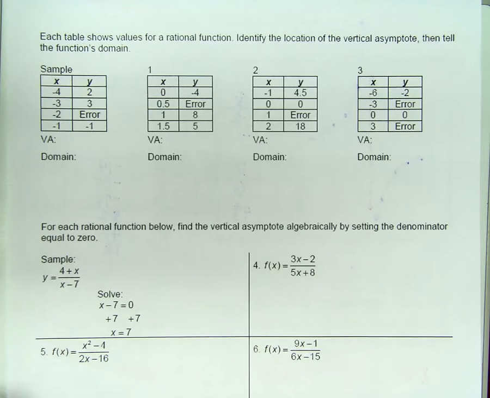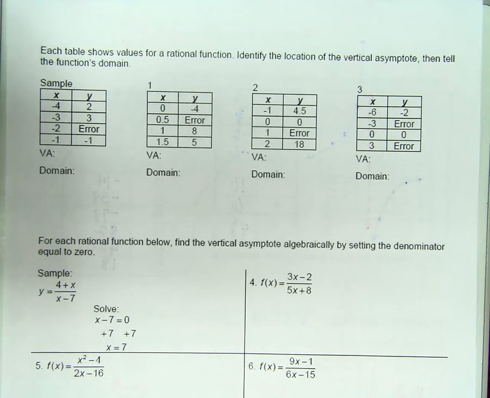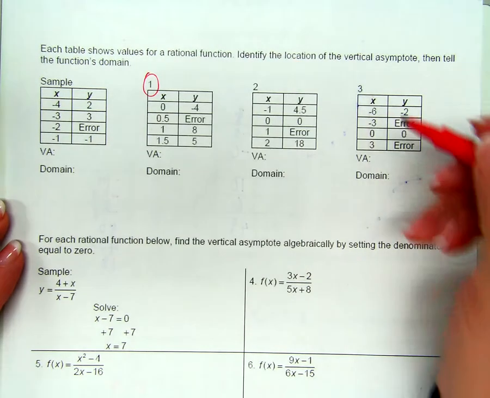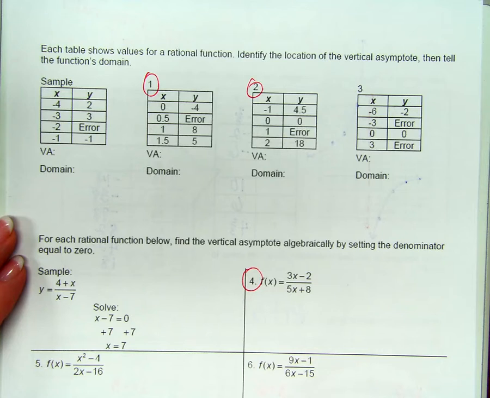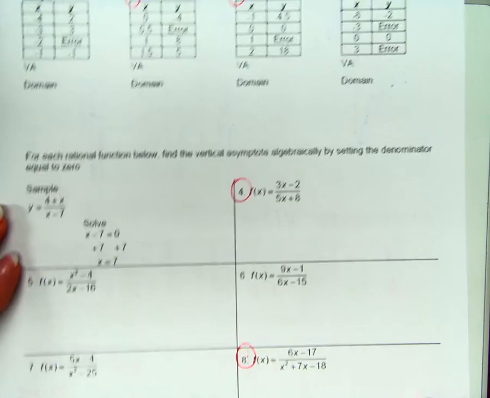Okay? Please circle the following questions on the back: 1, 2, 4, and 8. That's what I want you to do for homework on that worksheet. Okay?